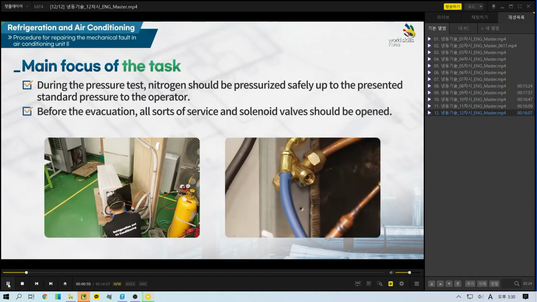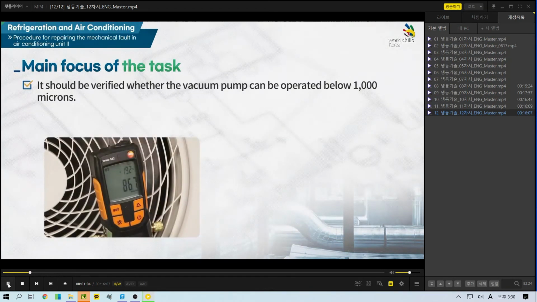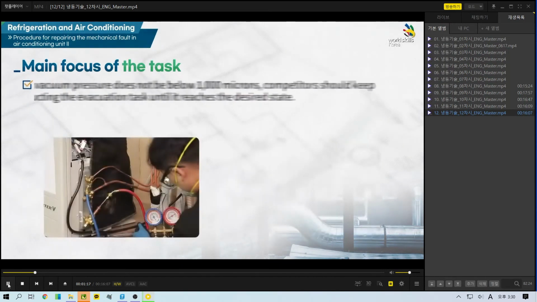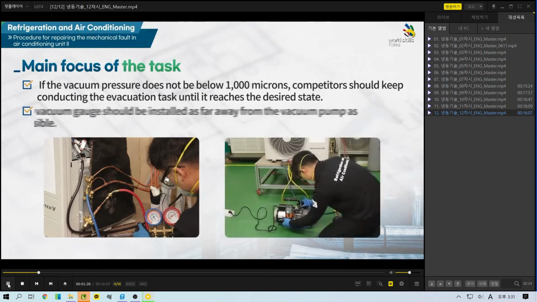Fourth, before the evacuation, all sorts of service and solenoid valves should be opened. Fifth, it should be verified whether the vacuum pump can be operated below 1,000 microns. Sixth, for the evacuation test, the evacuation level should be below 1,000 microns within the given time for the task. Seventh, if the vacuum pressure does not go below 1,000 microns, make sure to keep conducting the evacuation task until it reaches the desired state.